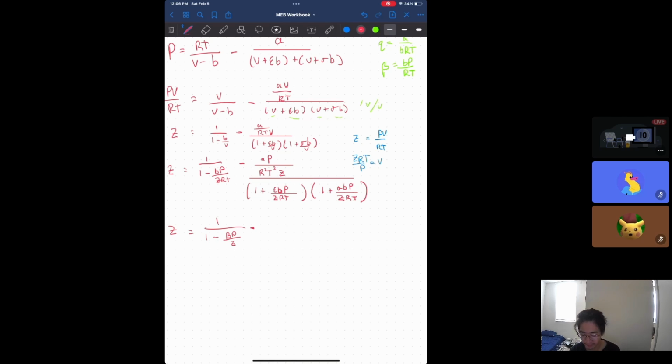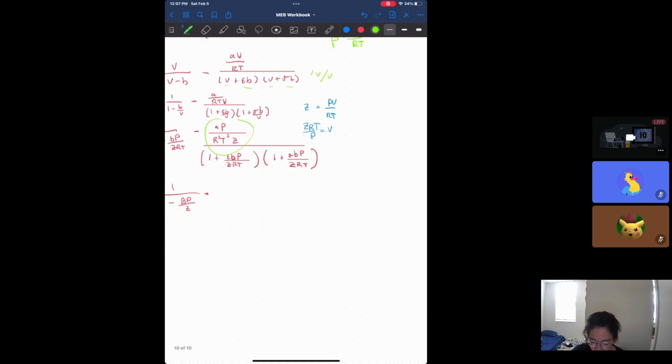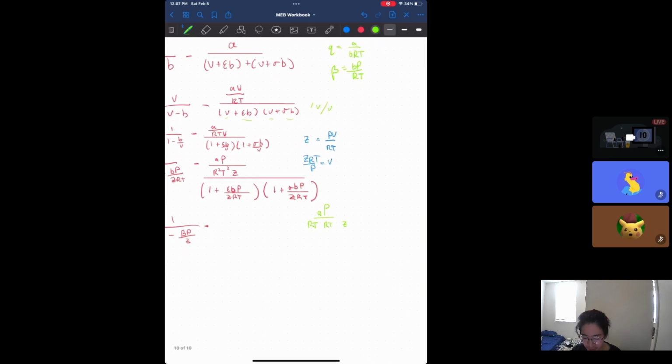Minus, now, how are we going to clean up this nasty irrational expression up here? Well, let's work off to the side a bit and just focus on that. We can split this up to a times p over rt times rt times z. This is where we bring in the expression q equals a over b rt, right? Now we can manipulate that a little bit because we can see an a here, and we can see an a here.